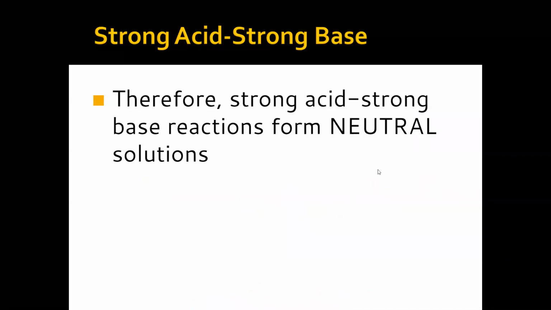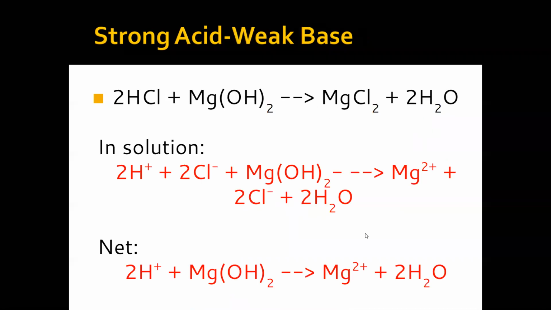So, strong acid and strong base reactions are going to form a neutral solution, which makes sense because if one thing is neutralizing the other, then all you're left with is water. If, on the other hand, you have a strong acid with a weak base, you're going to end up with a solution that is acidic, actually. So let's go through this. Here we have hydrochloric acid and magnesium hydroxide yielding magnesium chloride and water.